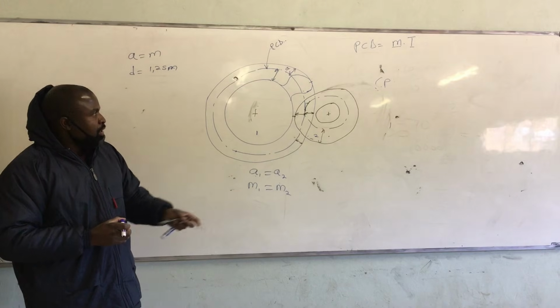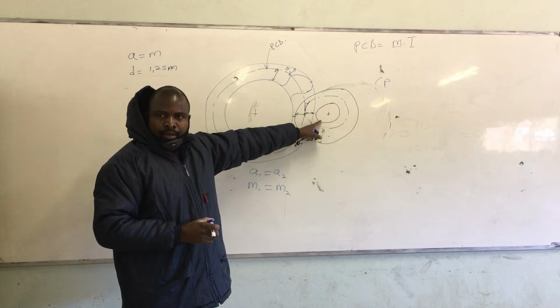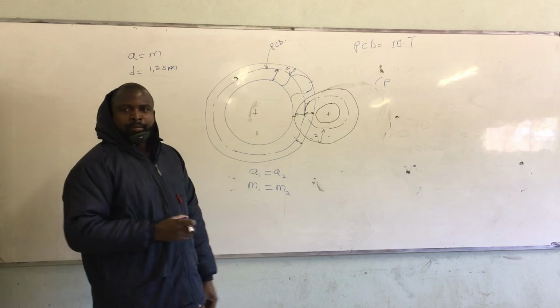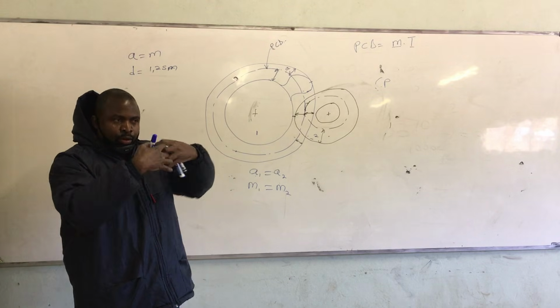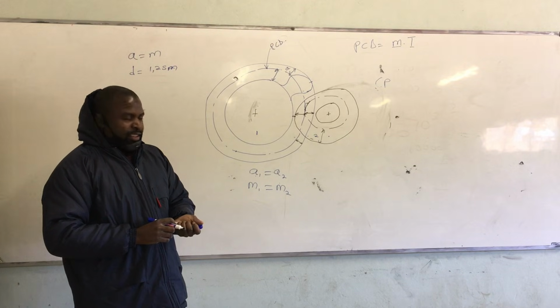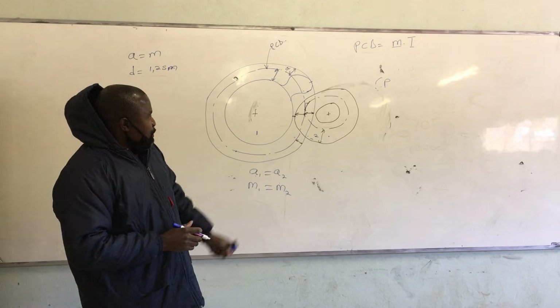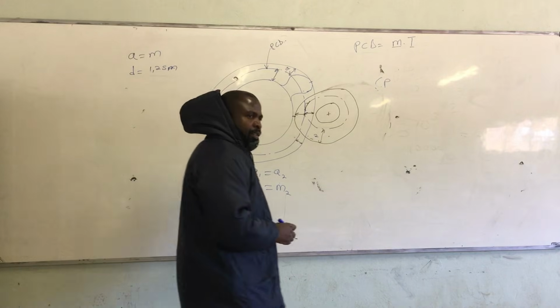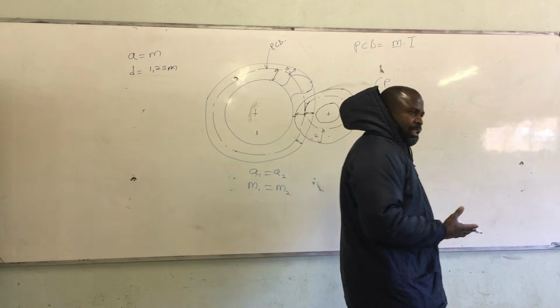When I say they are meshing together, it means this gear is driving this one, or this is driving this one. Their teeth are in contact. You understand? So, we have a rotational speed and a linear speed.